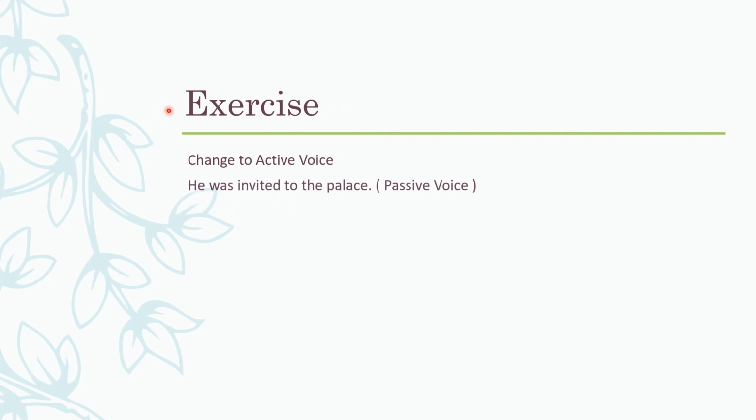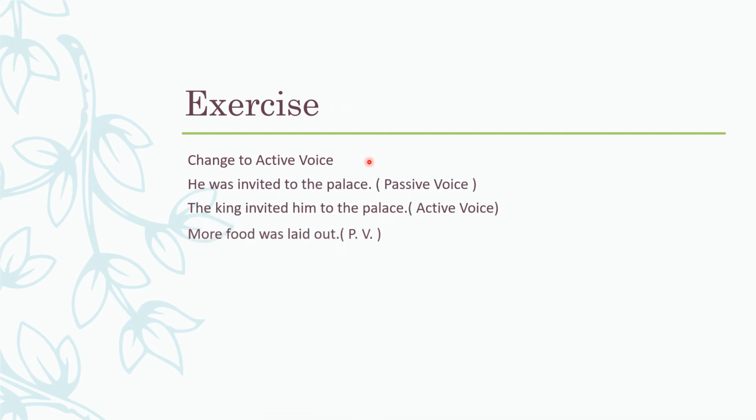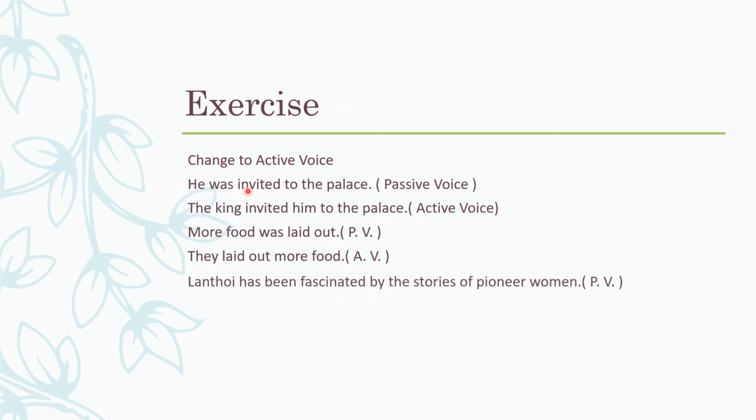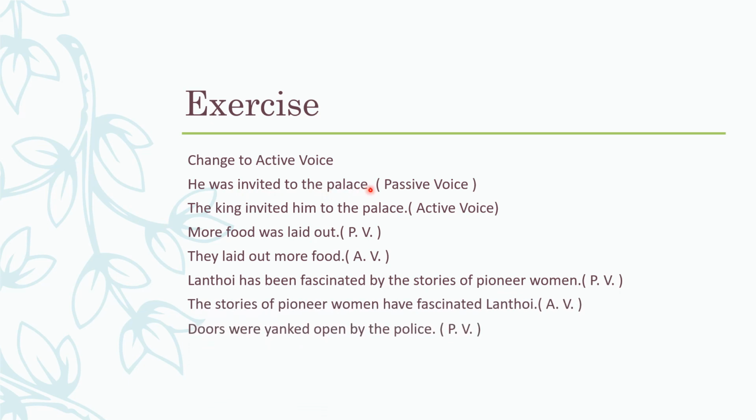Let's do another exercise. Change to active voice. The first sentence: he was invited to the palace. This is in the passive voice. We have to change it into the active voice. Now you have to supply the agent or the doer of the action over here. So I have taken it as the king. So the king invited him to the palace.